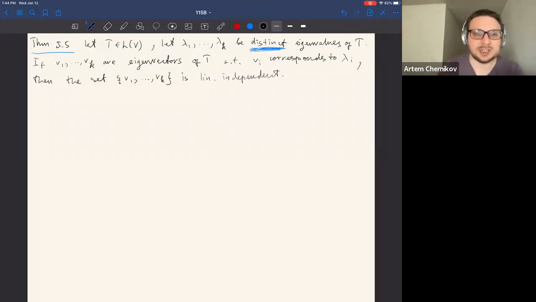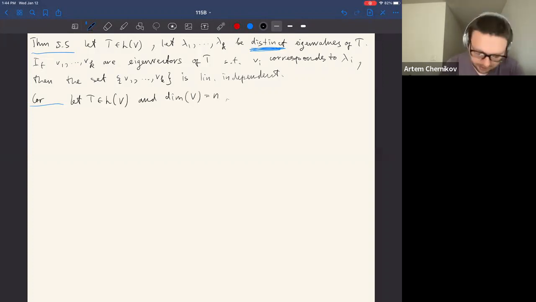So eigenvectors corresponding to distinct eigenvalues are linearly independent. Okay, we have this. And a corollary: assume that T is a linear operator on V, and the dimension of V is n. Then if T has n distinct eigenvalues, then T is diagonalizable.